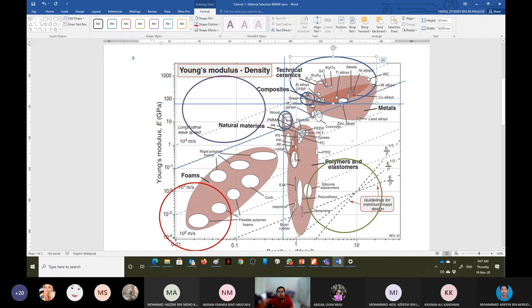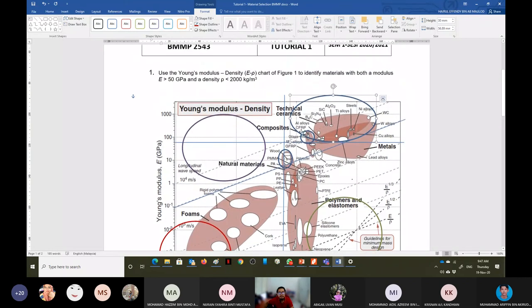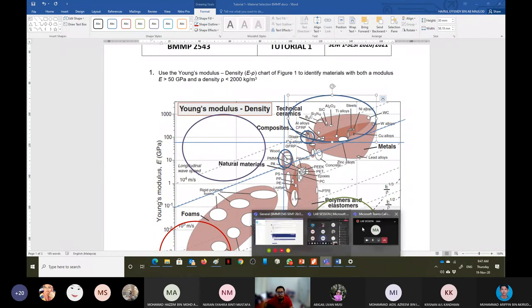So it says it's lightweight. The mass criterion must be lower, so you can't choose material on the right side here. You have to choose material on the left side, meaning lighter. But at the same time, it must be higher in stiffness. So you can choose material that meets those criteria. Okay, can you understand? So you can choose materials on both this side.